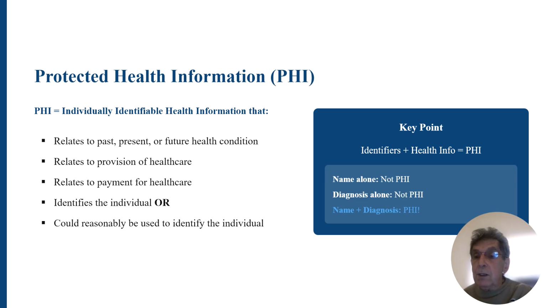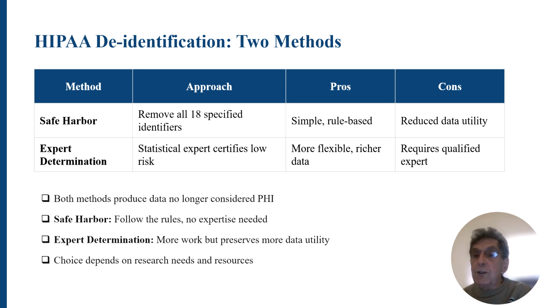De-identification breaks this connection by removing or obscuring the identifiers. You're left with health information that can't be linked back to an individual. That information is no longer protected health information and no longer subject to HIPAA's use and disclosure restrictions. HIPAA provides two approved methods for de-identification. Both produce data that is no longer considered PHI.